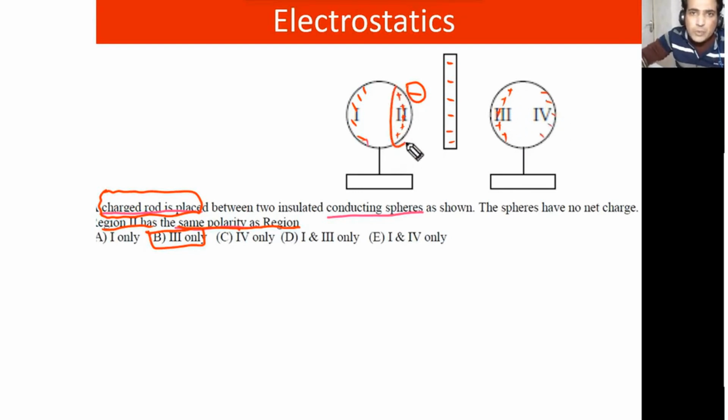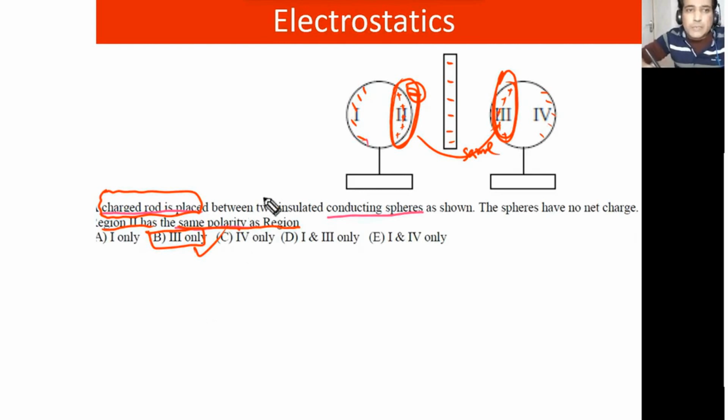Now if this is positive, which other region also has net positive charge? So this has net positive. This is what the question was asking you. The same polarity means the same net charge as here. So on this side, this is net charge, and this side is also, so they are the same. So it means it has to be B. So is this clear now? Okay, is this one clear? We can move on to the next one if this is clear now.